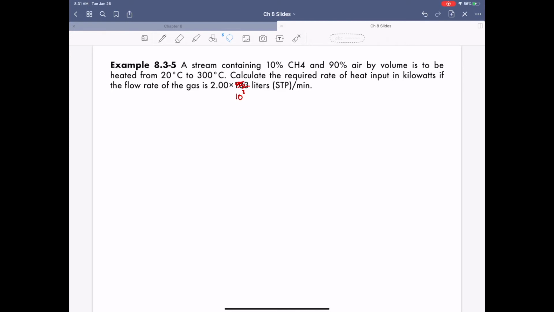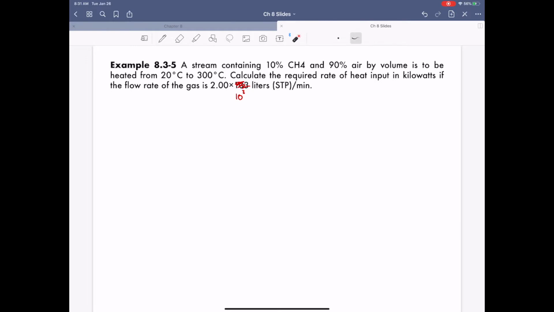Okay, we're going to practice solving energy balance problems by working on a fairly simple example from the book, example 8.3-5. In this example, we're dealing with a process in which we have a stream that's a mixture of methane and air that is to be heated from 20 to 300 degrees Celsius.